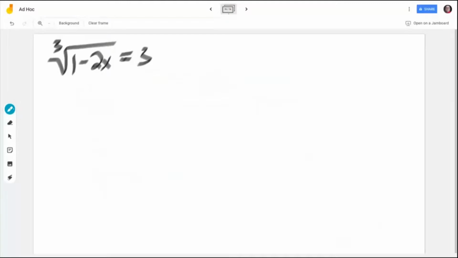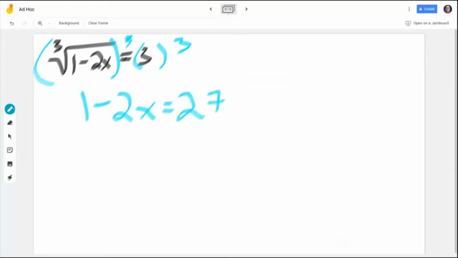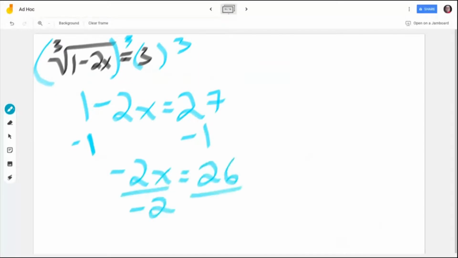Here we have a cube root. So how are we going to get rid of that cube root? We're going to cube both sides. And so what we're going to end up with is 1 minus 2x is equal to 3 cubed, which is 3 times 3 times 3, which is 27. Let's subtract 1 from both sides. We'll get negative 2x is equal to 26. Divide by negative 2, divide by negative 2, and we'll get x is equal to negative 13.